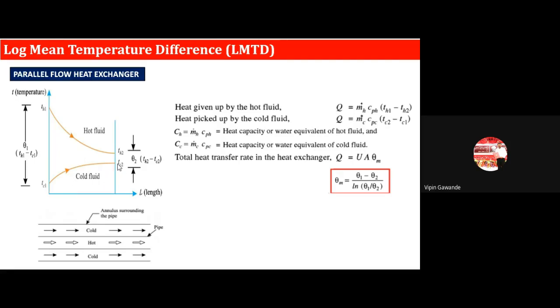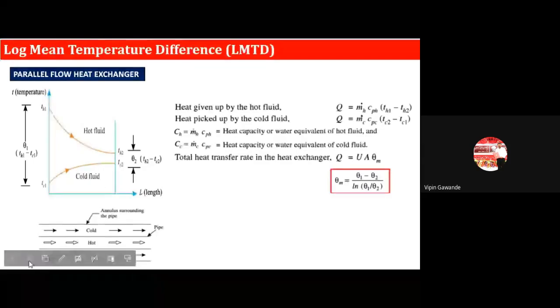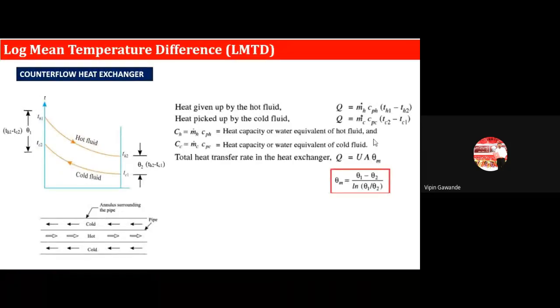For cold fluid it is higher minus lower. For hot fluid it is higher minus lower. Okay, so this is for the parallel flow heat exchanger. The similar formula is for the counter flow heat exchanger. Again, Q, the total heat transfer, is equal to UA theta m. This formula is the same for this one also. For the calculation of Q, mCp delta T, you consider Th1 minus Th2, and here it is also Tc2 minus Tc1.